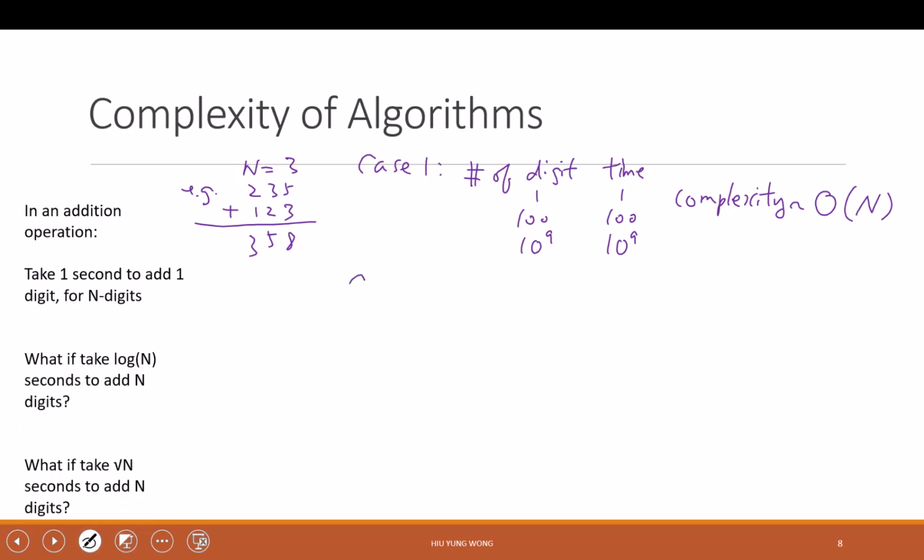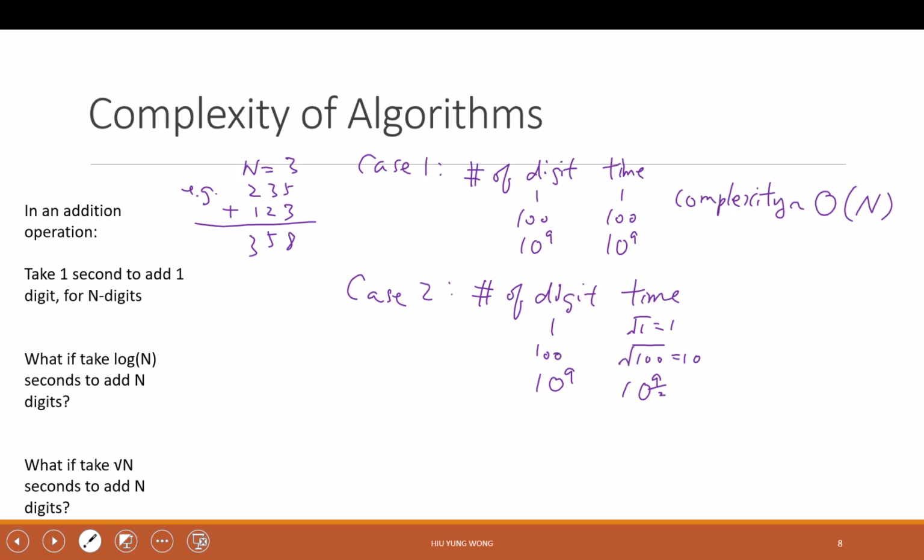Okay. Now, case 2, let's say you invented some method to do the addition faster, and we don't discuss how. If I have one digit, it takes square root of 1 equals 1 unit of time. When I have 100 digits, it takes square root of 100 equals 10 units of time. With a billion digits, it takes 10 to the power 9 over 2 units of time.